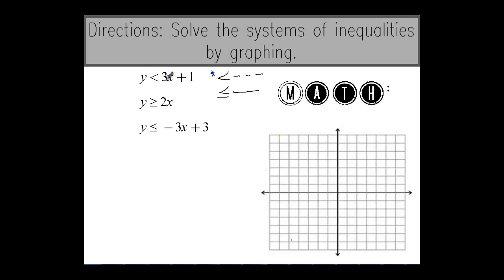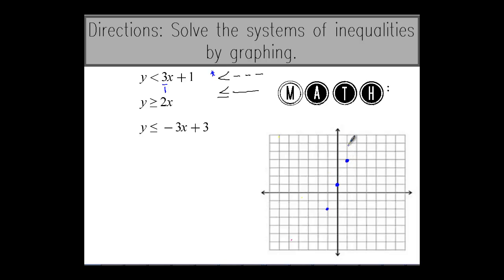The first one I'm going to graph, I'm going to put 3 over 1 because I do not have a run for slope. And then I'm going to graph my first point. My first point, my y-intercept, is the last number, which starts me off at 1. Since my slope is a positive 3 over a positive 1, I go up 1, 2, 3, and I go over 1. For these ones, we're going to need to make sure we are really good at plotting points.